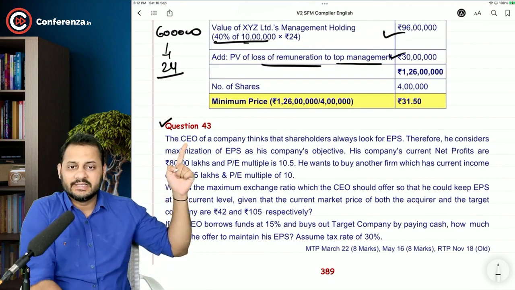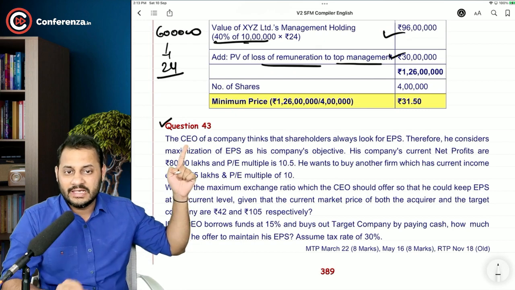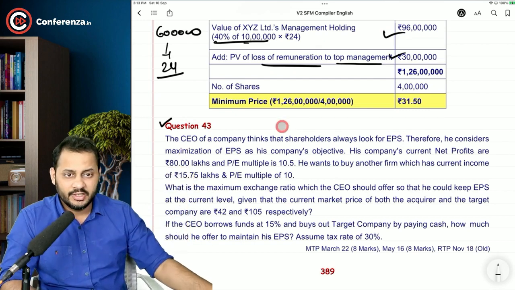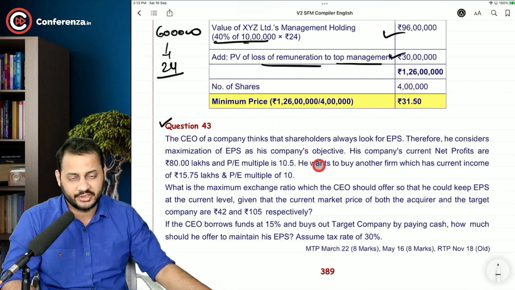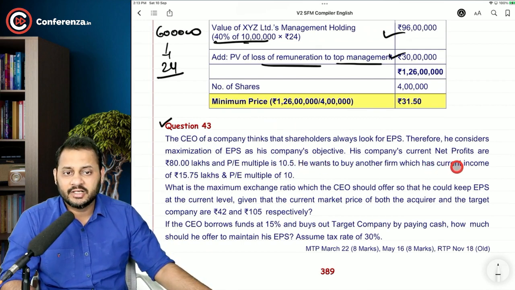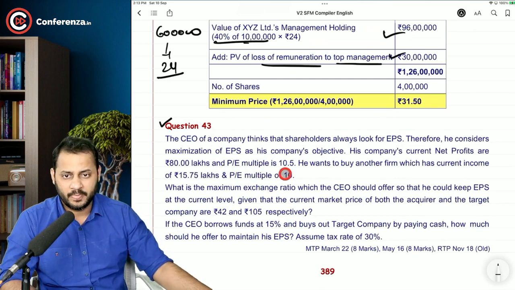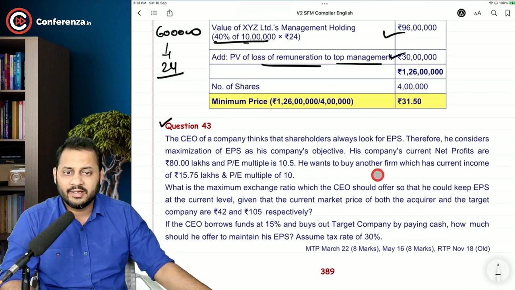The CEO of a company thinks that the shareholders always look for EPS. Therefore, he considers maximization of EPS as his company's objective. His company's current net profits are 80 lakhs and the PE ratio is 10.5. He wants to buy another firm.